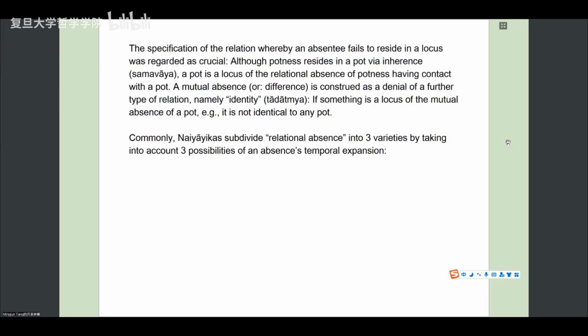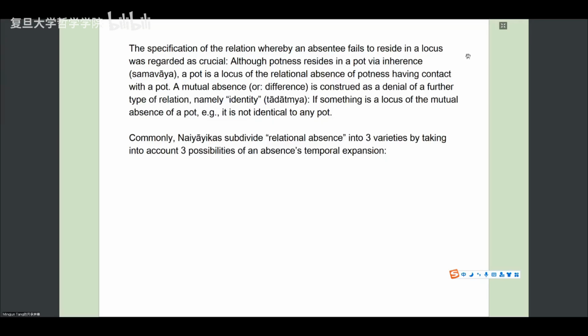The specification of the relation whereby an absentee fails to reside in a locus was regarded as crucial. Although potness resides in the pot via inherence, samavaya, we have heard that universals reside in their substrates by means of inherence, a pot is a locus of the relational absence of potness having contact with the pot. So, in a certain way, potness is also absent from a pot when we talk about the relation contact, because potness is not in contact with the pot. It inheres in the pot. So that's why it's very important to always specify the relation of an absence also.